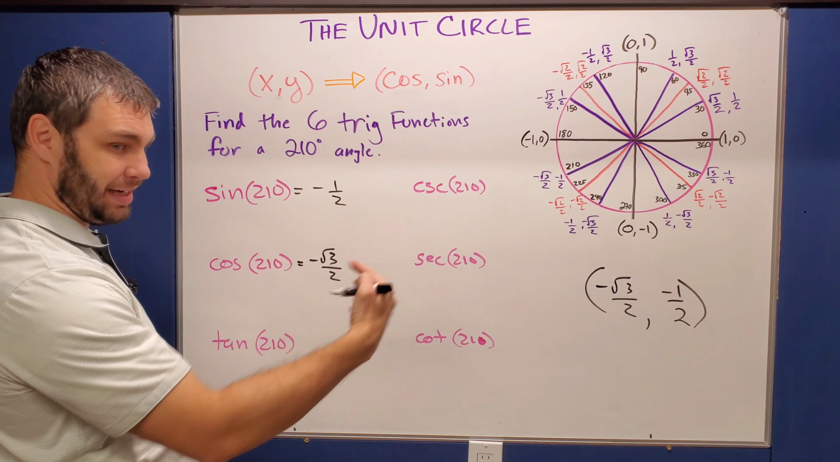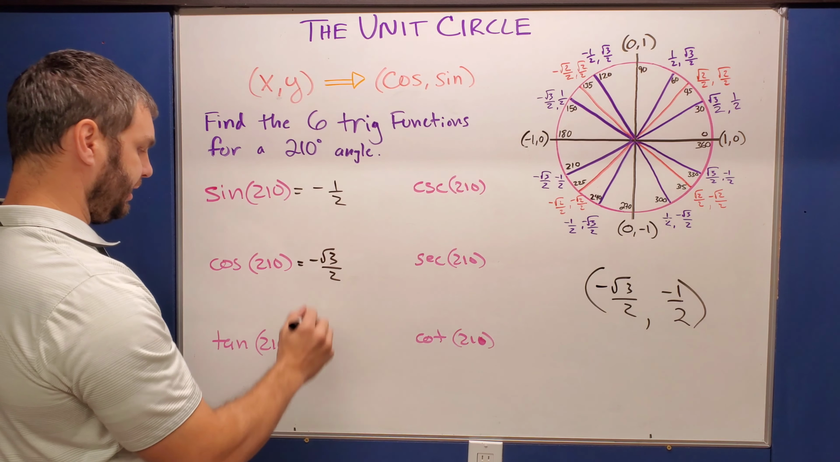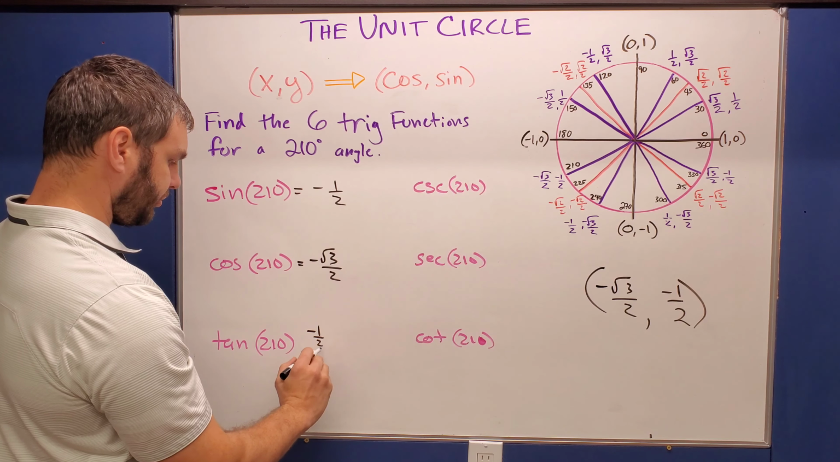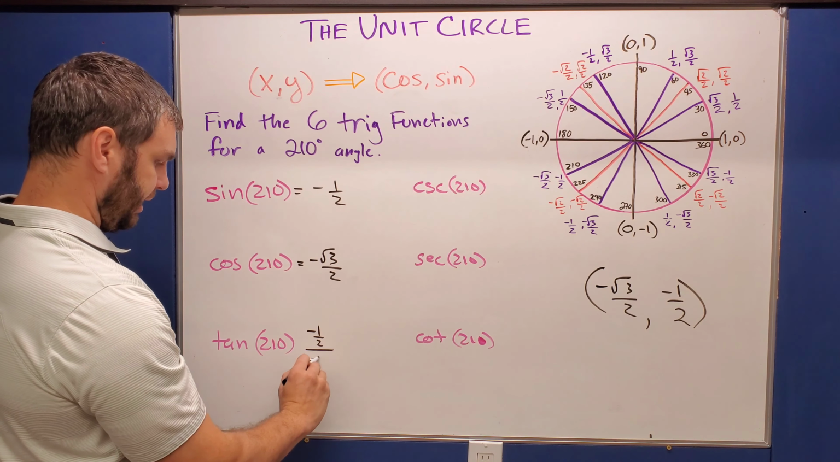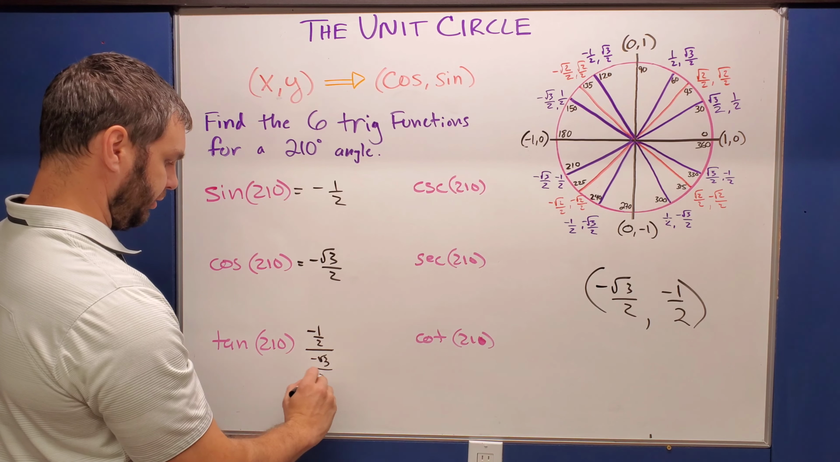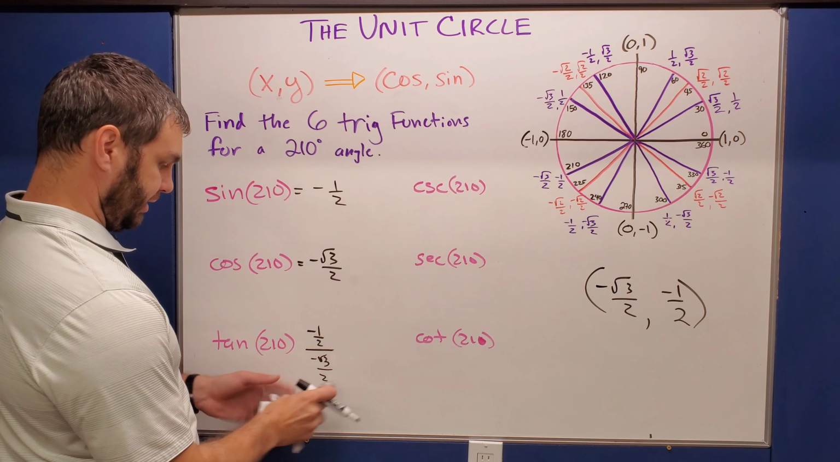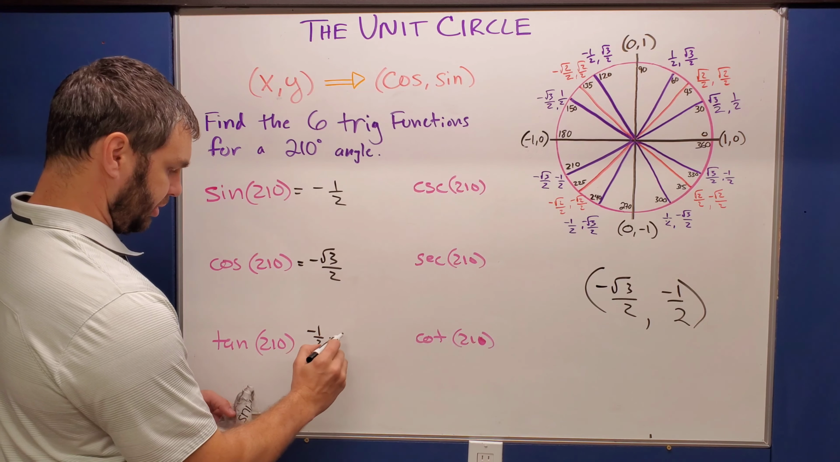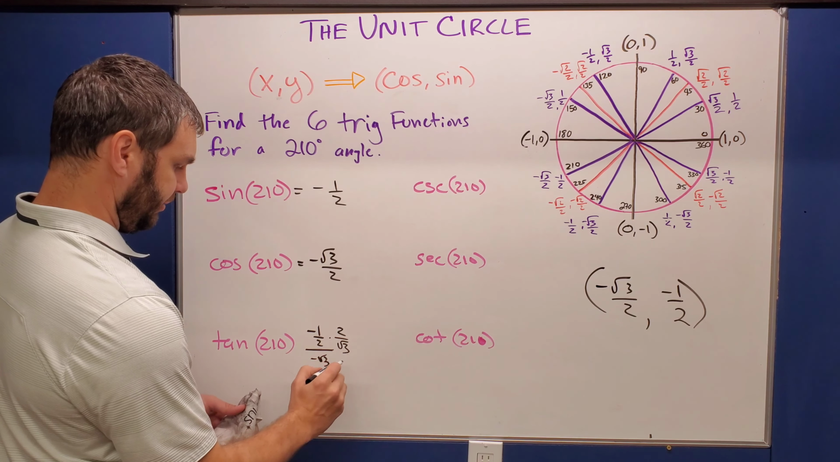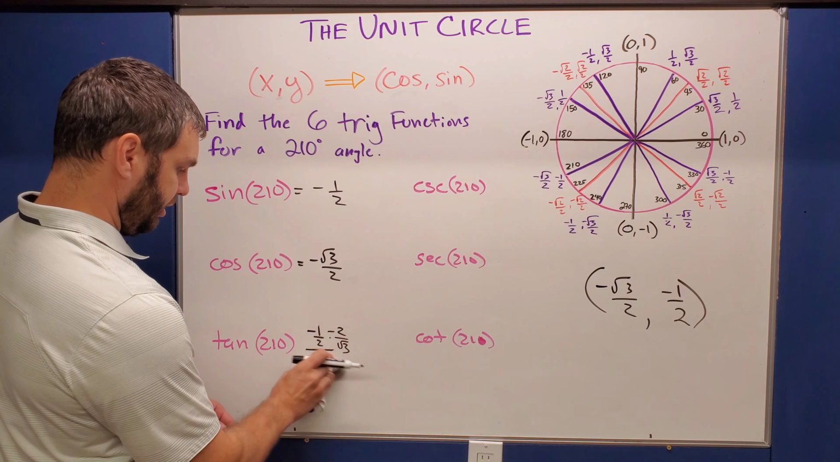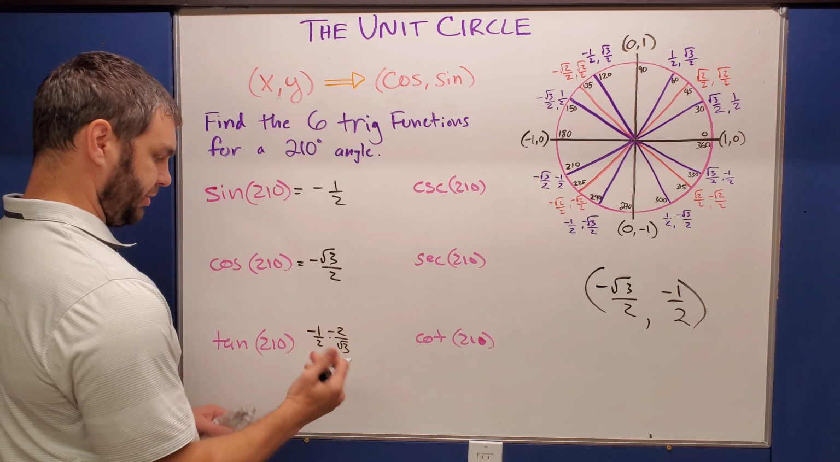Tangent, remember, is sine over cosine. So sine is negative 1/2 over, again, negative square root of 3 over 2. If you don't like to do it that way, which I don't, I like to flip and multiply instead. We're going to multiply that by 2 over the square root of 3, and that is negative also. So here, a negative times a negative is going to be a positive.